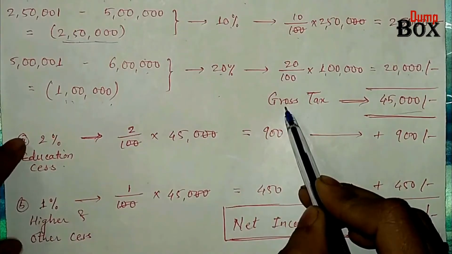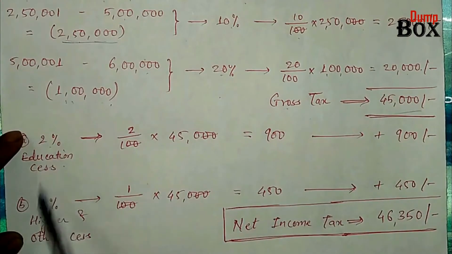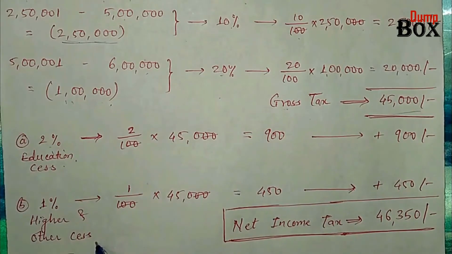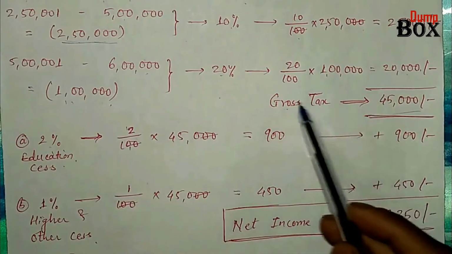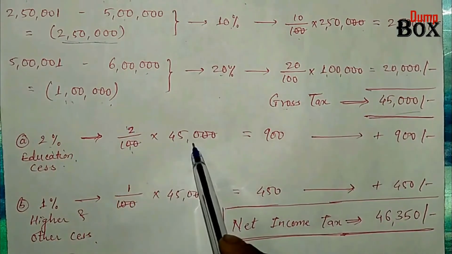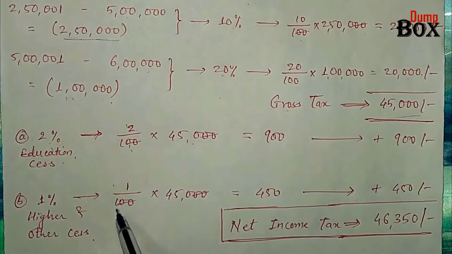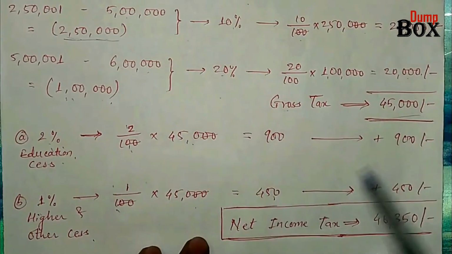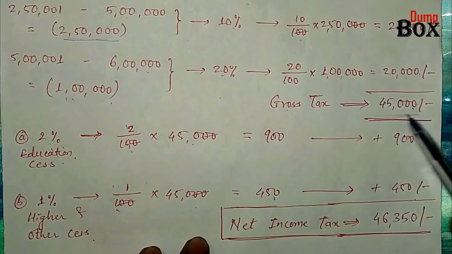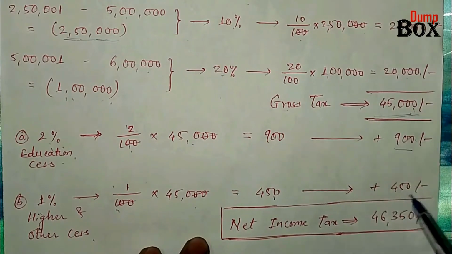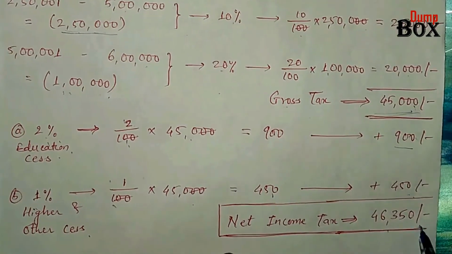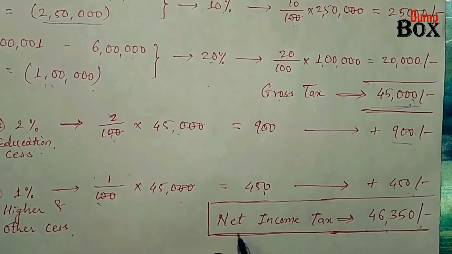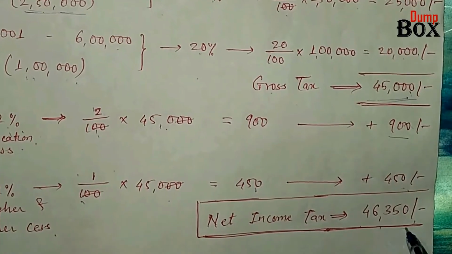Now, as we have seen earlier, there are 2 more taxes, education cess and higher and secondary cess. So we have to calculate 2% of the gross tax. That is 2% of 45,000, that is 900, and 1% of the 45,000, that is 450. We have to add that is 45,000, 900 and 450. So total of 46,350 rupees. So this is the net income tax which we are going to pay to government.